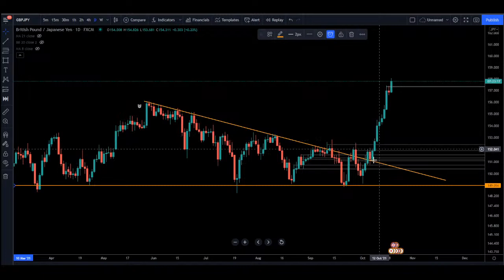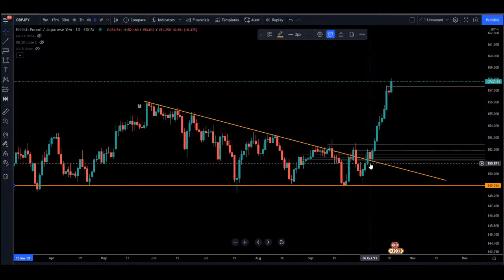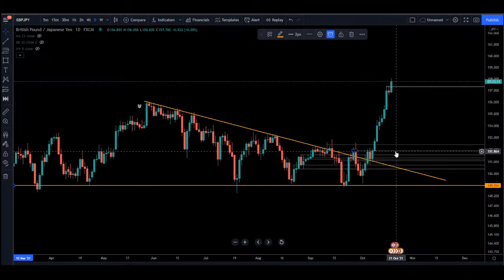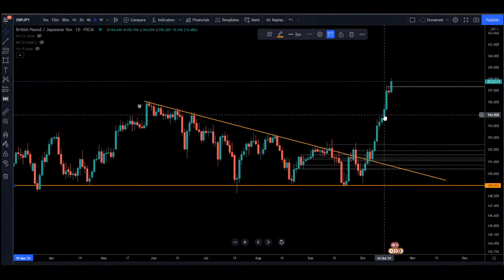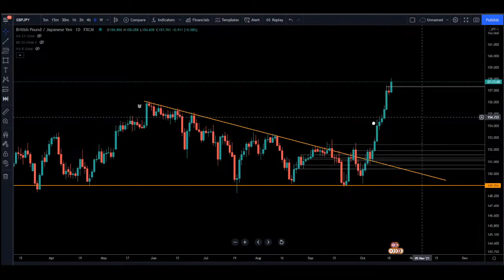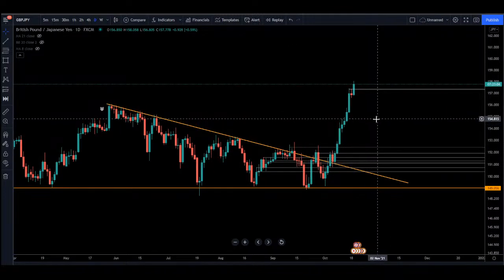And we had a breakout and we didn't even have any type of retracement or pullback. The price is just flying. Can you see that? Price is just flying. So what do we do here? We just join the buyers, okay?